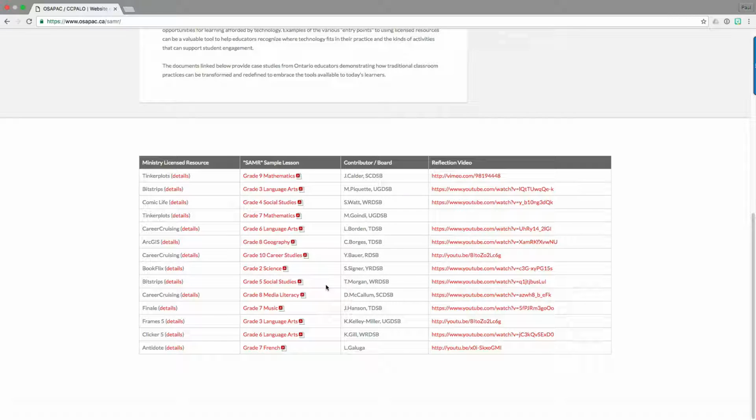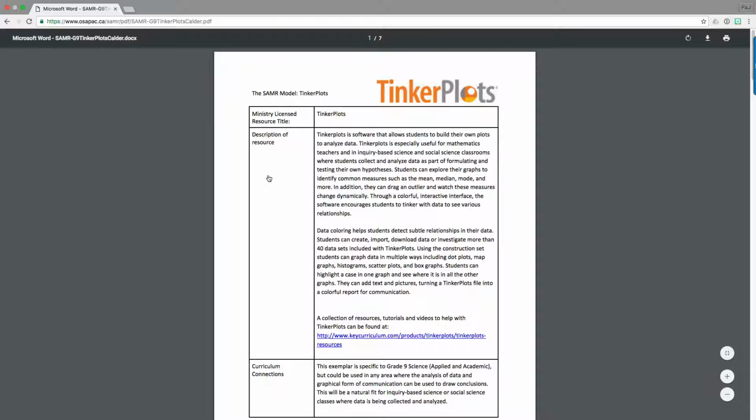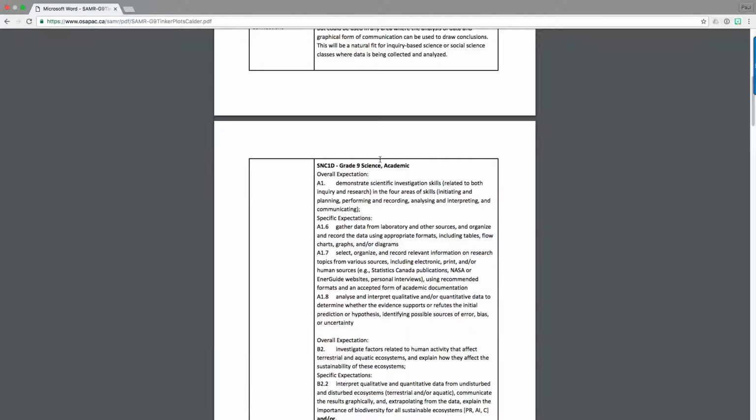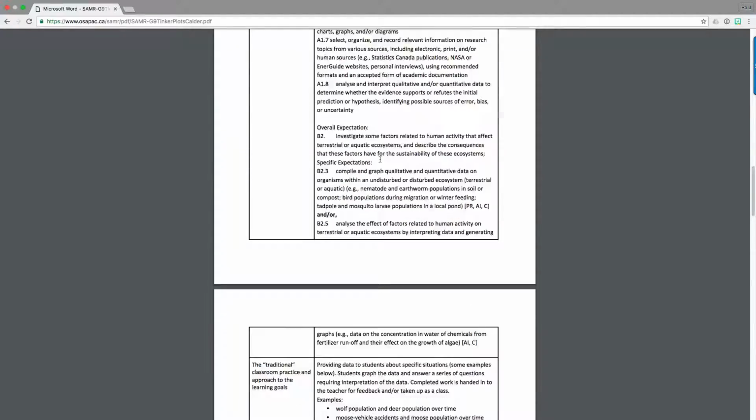And below, you'll find a series of sample lessons. These sample lessons are all tied to ministry-provided digital resources that are licensed by OSAPAC. All of these digital titles are available to Ontario schools that are publicly funded. Looking at a sample lesson, you can see that it begins with a description of the resource, in this case, TinkerPlots. Below that are the curriculum connections for the activity that is about to be completed.